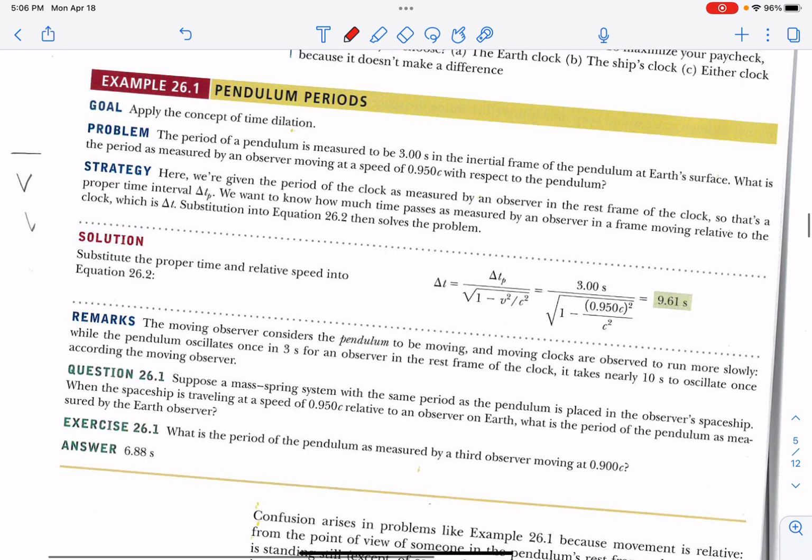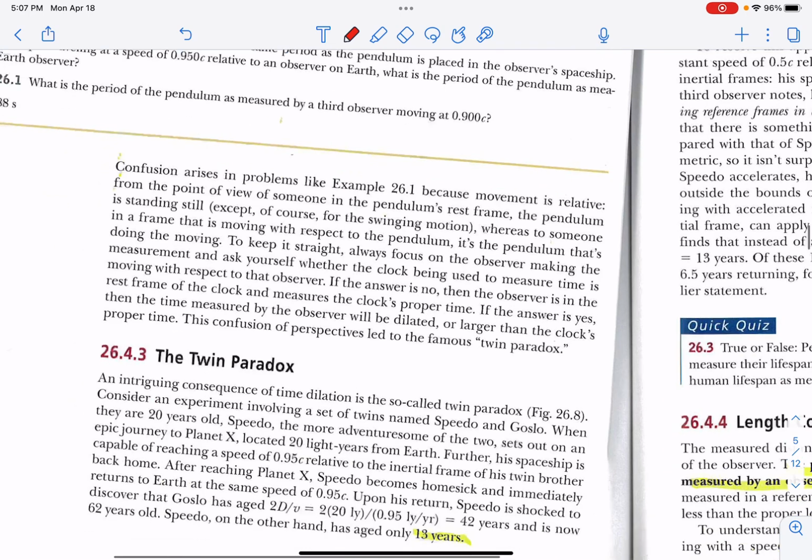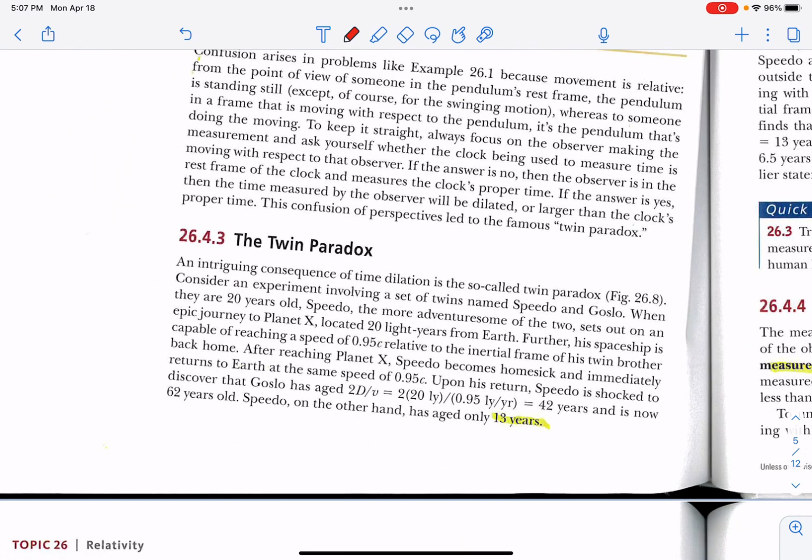And here's a math problem that you could do in order to see just how much that change in time is: an event that should have taken 3 seconds, if you're moving at 95% of the speed of light, appears to take 9.61 seconds. And this gives rise to what is often called the twin paradox.